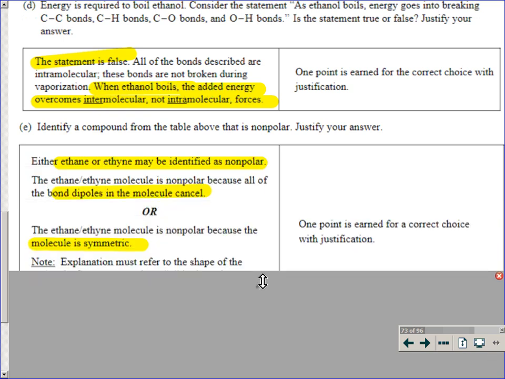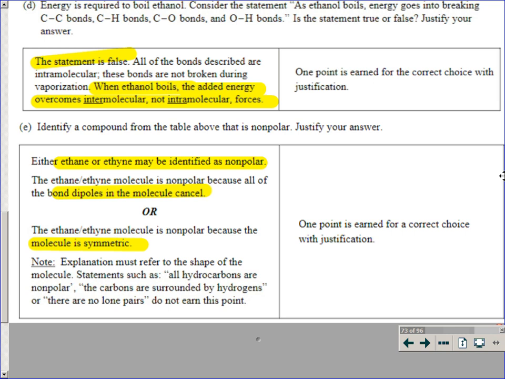If you're looking at the table for the nonpolar creature, I think there were 2, the top and the bottom, so ethane and ethine, and that's because of their symmetry. You could also mention cancellation of dipoles overall would yield a nonpolar structure.